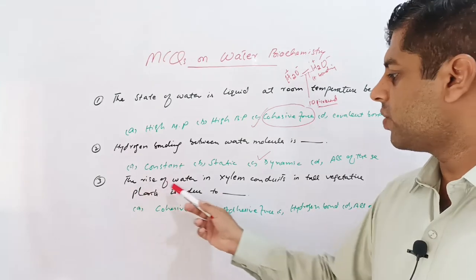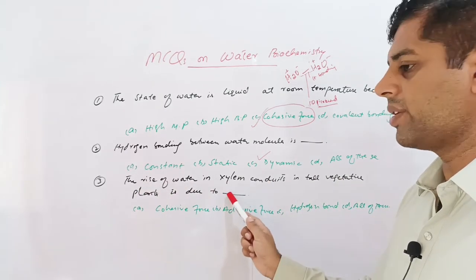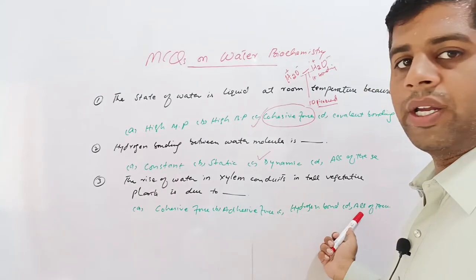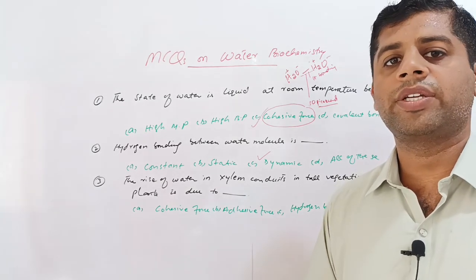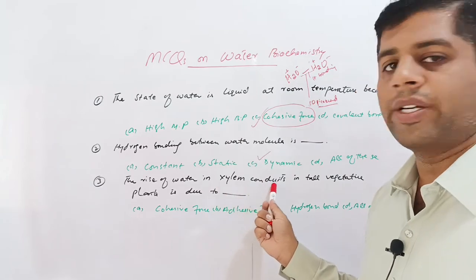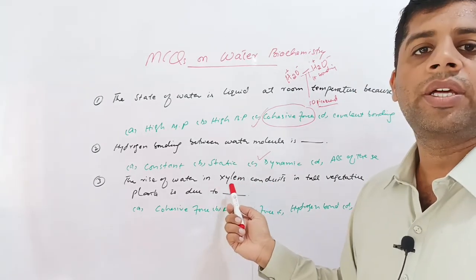The next question is: the rise of water in xylem conduits in tall vegetative plants is due to dash. The given options are cohesive forces, adhesive forces, bonds, or all of these. Note that plants absorb water from the soil. Water travels in the xylem conduits, the xylem vessels, throughout the length of the plant. Xylem vessels are basically dead vessels and make no contribution to the transportation of water. Rather, there are some forces.